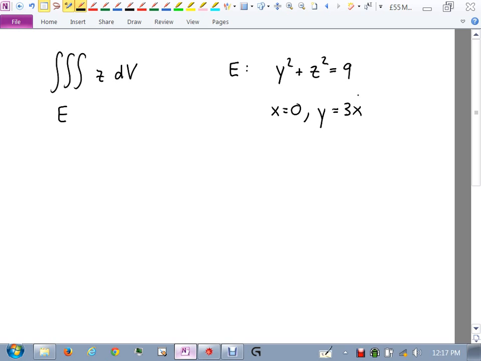And then we have, what else? z equals 0. And z equals 0 is the xy plane, and we're in the first octant. Octant 1. I'm going to try and draw this. Okay, I feel good about that. That's x, y, z.